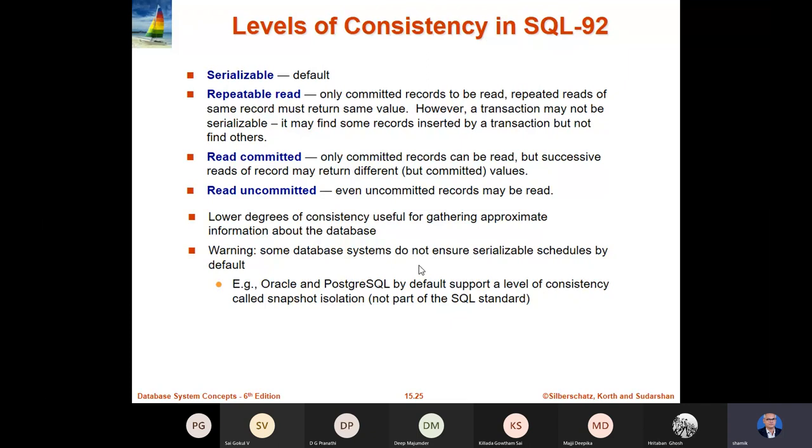The final one, read uncommitted, means that even uncommitted records may be read. So if T1 first read the balance of account number 1 as 100, and then T2 changed it to 150, and T1 reads it again, it will read 150, but T2 did not commit. So T1 reads 150 and proceeds. But if T2 now rolls back, T2 did not commit that value 150, yet T1 in its second pass went ahead and read that value of 150 and proceeded. That is called read uncommitted. Even uncommitted records may be read, and that is the weakest level of consistency.